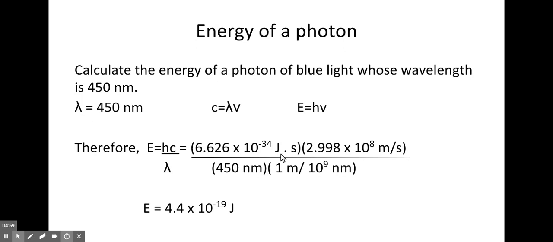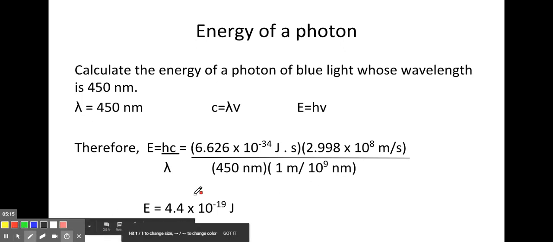And notice its units: joules times seconds, times the speed of light, again given to you in the equations and constants page. And then we plug in lambda, but again, we have to convert it. So here's my conversion factor to convert nanometers into meters.